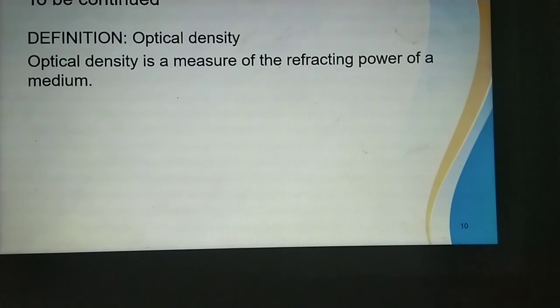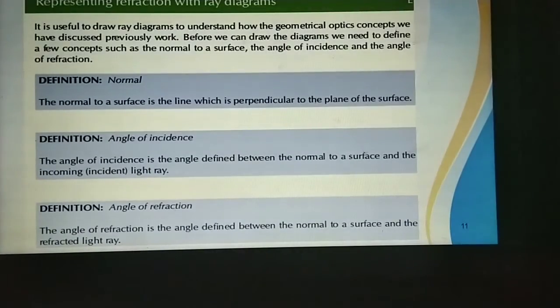We do have something called optical density. What is optical density? Optical density is a measure of the refracting power of a medium. So, we learned last time what a normal is. This is all the work of last time.